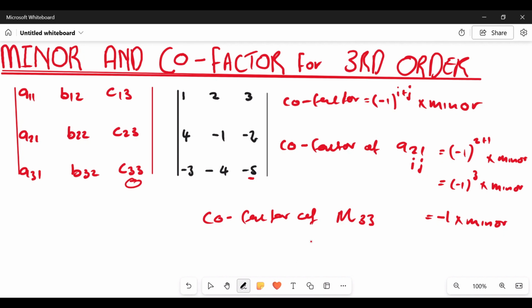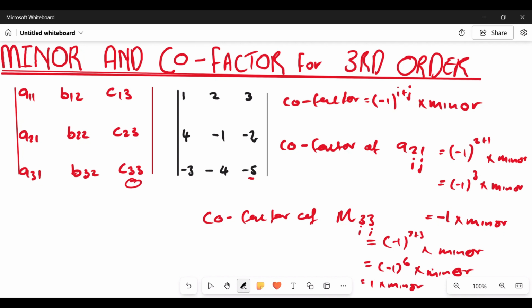So if you use the formula, it is going to be like this: -1, and then we know that i is 3, j is going to be 3, so it's going to be 3 plus 3 multiplied by the minor. There we go. We just calculated a minor earlier on, so you must be able to know how to calculate the minor. Right, so we know that this is going to be -1 to the power of 6, and then multiplied by the minor. If you continue further, the -1 to the power of 6 becomes +1, then multiplied by the minor.